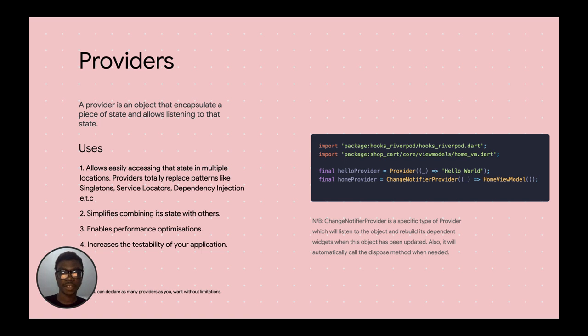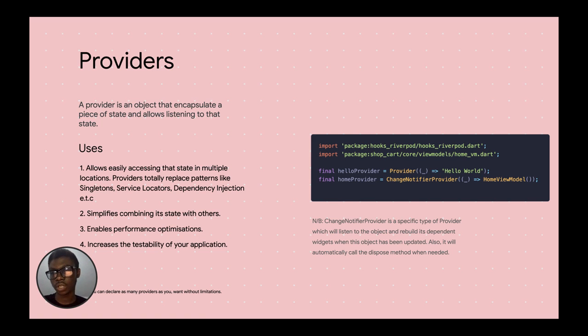A change notifier provider is a specific type of provider which will listen to the state of an object and rebuild dependent widgets when this object has been updated. Also, it automatically calls the dispose method when needed.